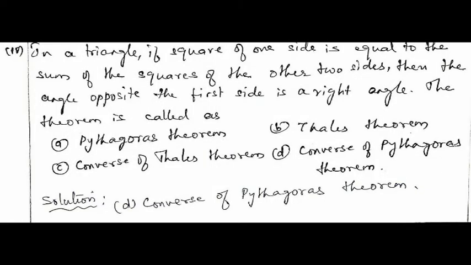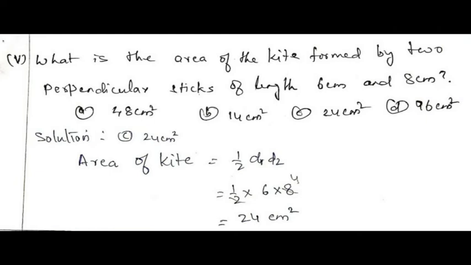In a triangle, if a square of one side is equal to the sum of the squares of the other two sides, then the angle opposite to the first side is a right angle. What is the theorem? The theorem is converse of Pythagoras theorem. Question number 5 is, what is the area of the kite formed by two perpendicular sticks of length 6 centimeter and 8 centimeter? So area of the kite is given by half d1 d2, multiply and you get 24 centimeters square.